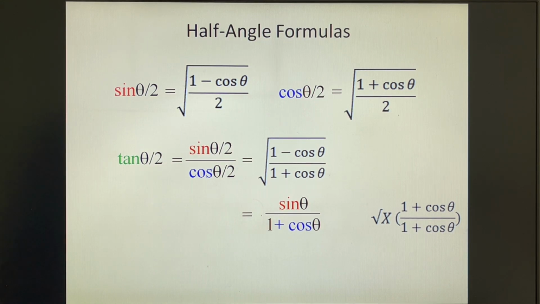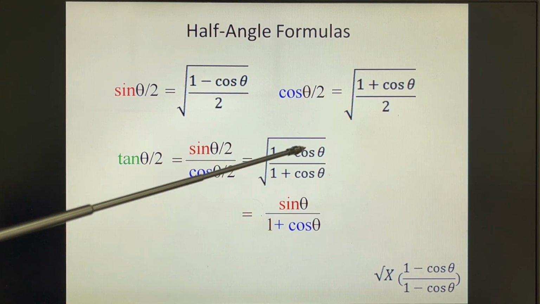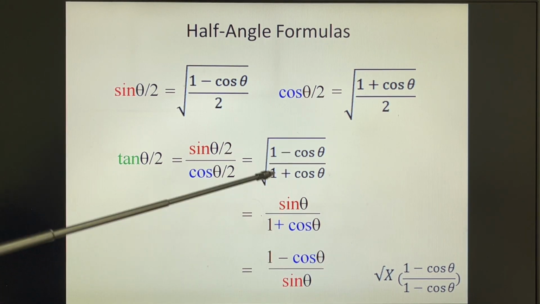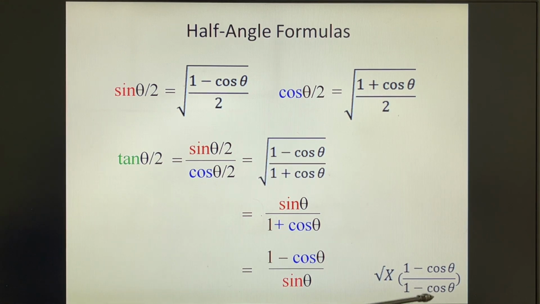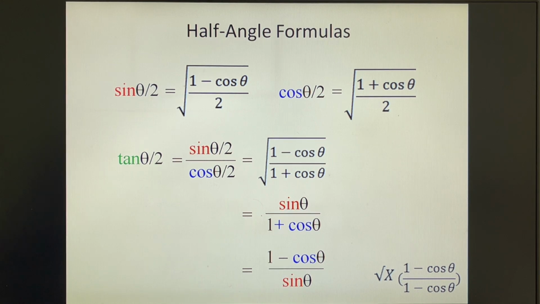We can do another trick. We multiply this one by 1 minus cosine theta over 1 minus cosine theta. So on the top, I get 1 minus cosine theta. On the bottom, I get 1 minus cosine squared theta, which is sine squared theta, so the result is 1 minus cosine theta over sine theta.